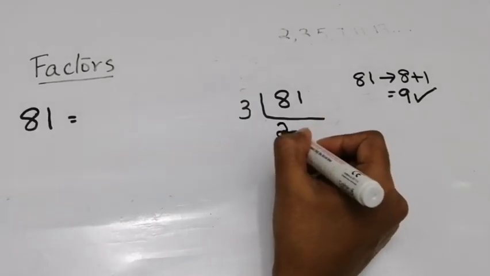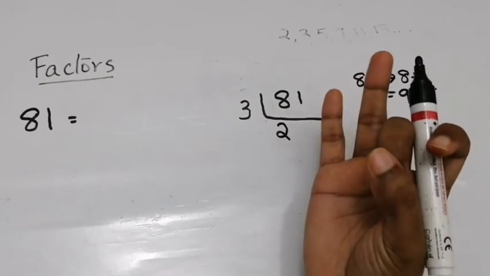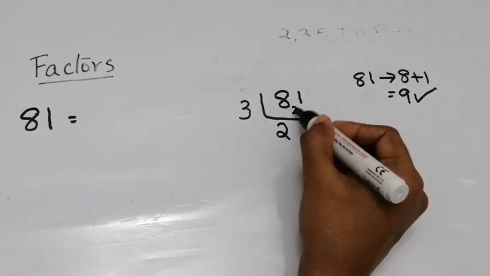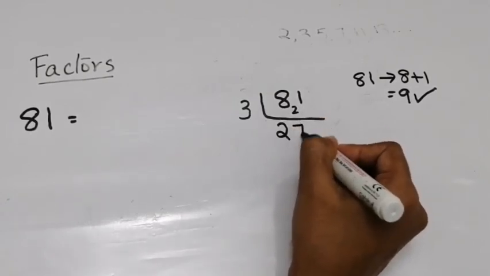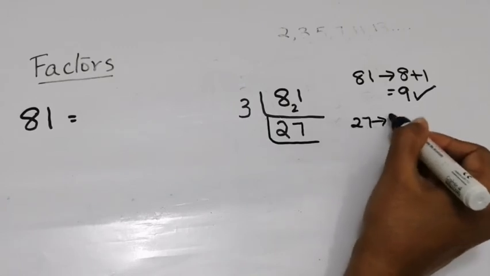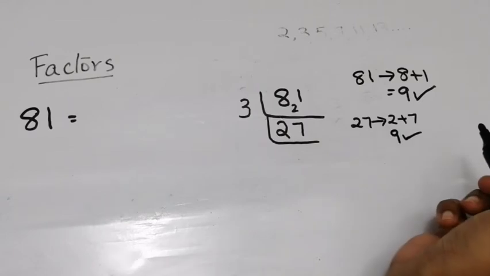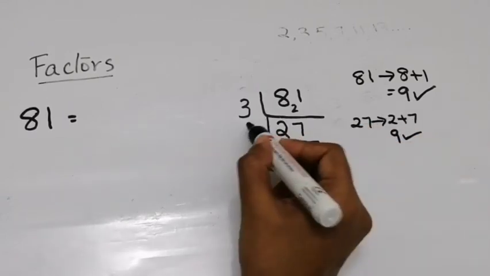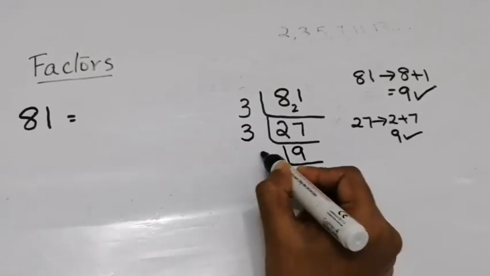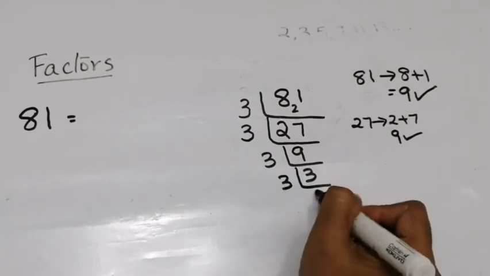3 twos are 6, 7, 8. 2 is the remainder. Now read this number as 21. 3 into how much is 21? 7. Now 27. Let us see if 27 will go in 3's table. 2 plus 7 is equal to 9. Yes, 9 will go in 3's table, therefore 27 also will go in 3's table. You know 3 nines are 27. Then 3 into 3 is 9. Next, 3 into 1 is 3.